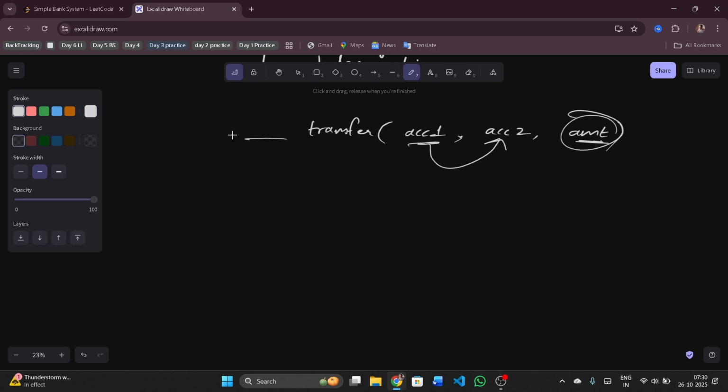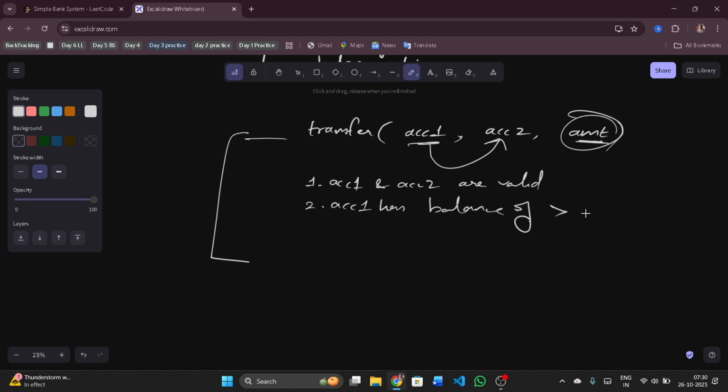If you are a bank cashier or something like that, what will you check? First thing, account 1 and account 2 are valid. Now account 1 has a balance greater than or equal to amount. If these two are valid, then we will return true. That's what we're asked, whether the transaction is completed or not, successful or unsuccessful. So we'll return true. If not, we'll return false.